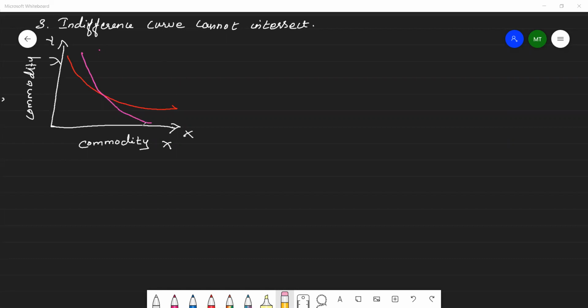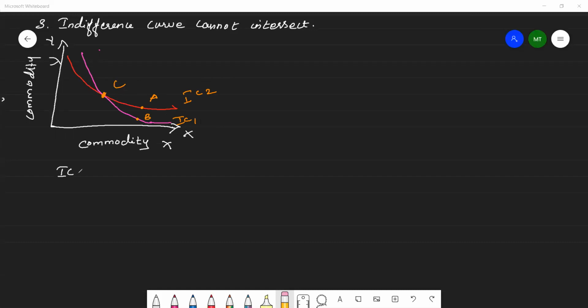Okay, the second curve. So this point is C, this point is A. Next, this point is B. It's IC2, it's IC1. That's all. So it's an indifference curve, and indifference curves cannot intersect.